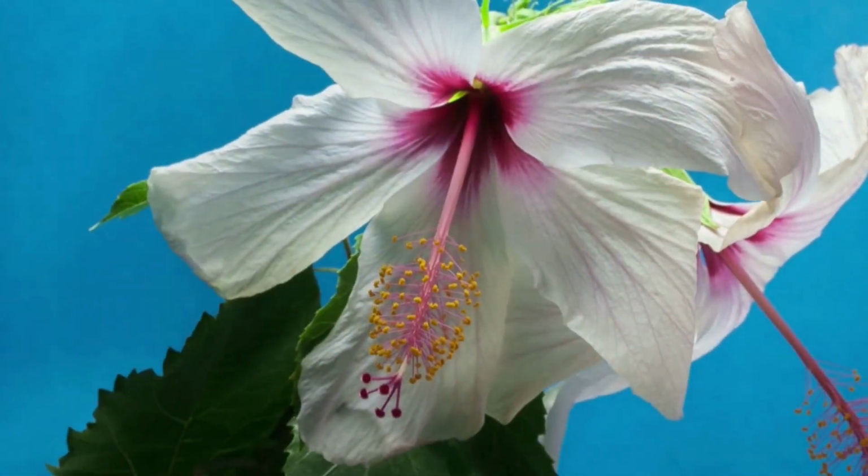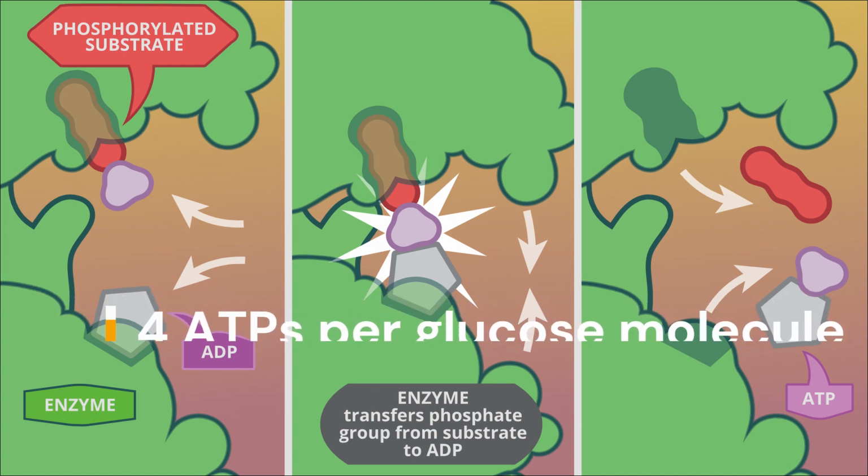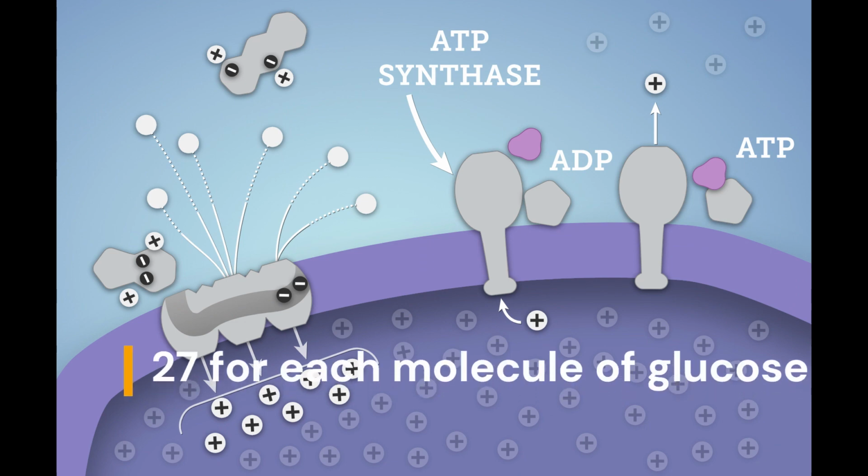The substrate-level phosphorylation process involves an enzyme, which is a type of protein that transfers a phosphate group from a substrate, in this case, a carbon-based molecule from food to ADP, as shown in the figure. The ADP generated during glycolysis and the citric acid cycle come about in this way, accounting for 4 ADPs per glucose molecule. While the oxidative phosphorylation process generates most of the ADP, we use up to 27 for each molecule of glucose.